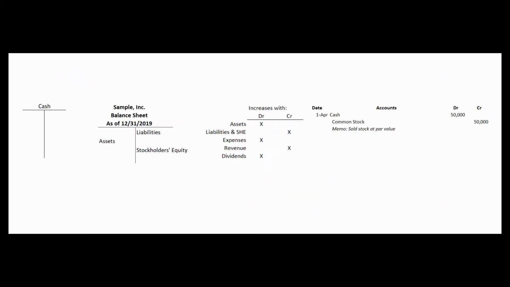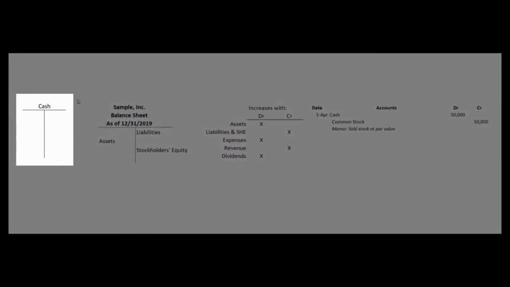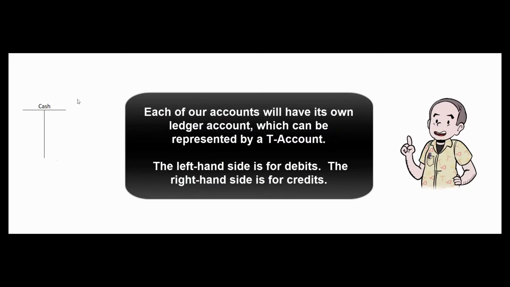So in your first couple days of accounting class, please don't be confused by all the things that look like T accounts. There really is only one T account. It's just a graphic representation, accounting shorthand for the ledger account, and each of our accounts will have a ledger account, and each of those accounts can therefore be represented by a T account. The left-hand side is for debits, the right-hand side is for credits. Hope that helps.